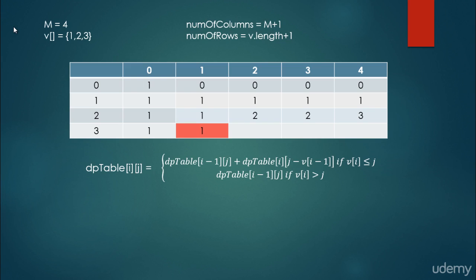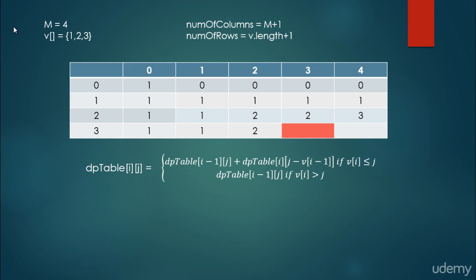Then we go to the next row. In the next row, the i is equal to 3, and in this situation, the j is equal to 1. So the vi, 3, is greater than j, 1. So we just have to copy the value from the box above. There's a 1, we just copy it again. 3 is greater than 2, so we have to copy again. 3 is equal to 3, 3 is j, 3 is the i, and the vi is equal to 3.